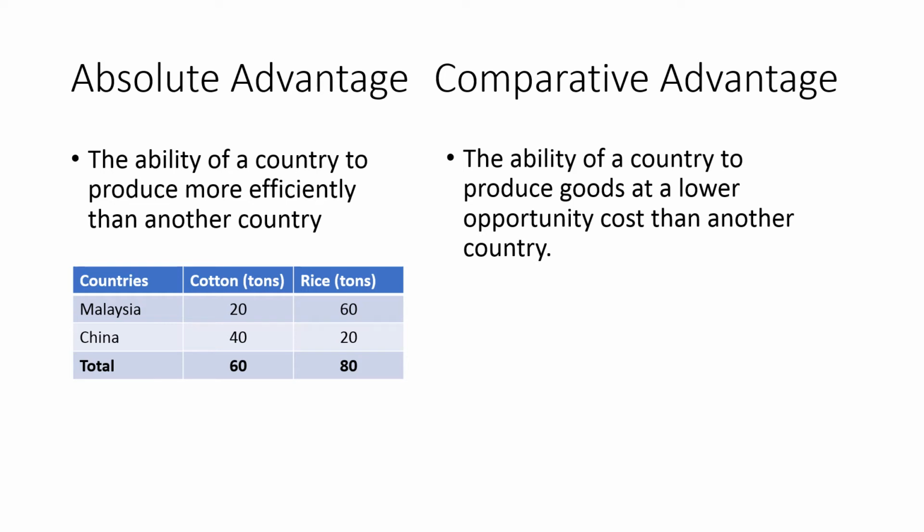Meanwhile, China can produce 40 tons of cotton and 20 tons of rice, with equally divided resources for the production of cotton and rice.